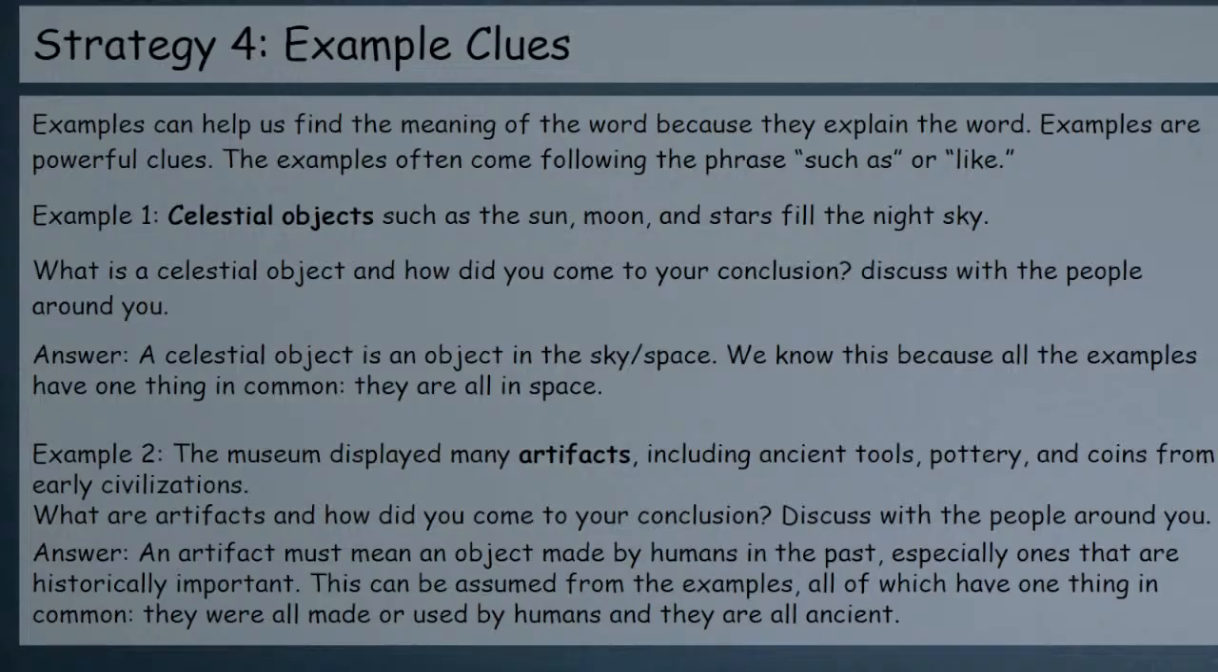Here, our main word is artifacts, and an artifact must mean an object that is made by humans in the past, especially ones that are historically important. How do we know this? Well, it can be assumed from the examples, all of which have one thing in common. They were all made or used by humans and they're all ancient.